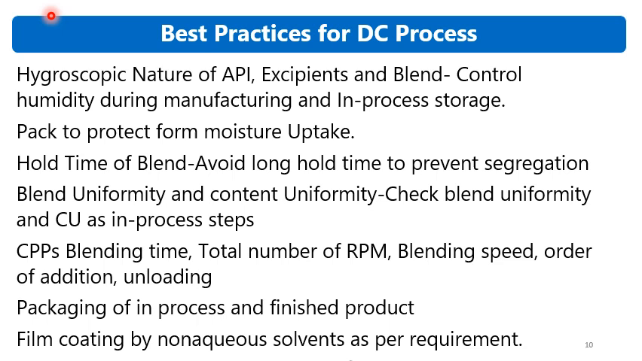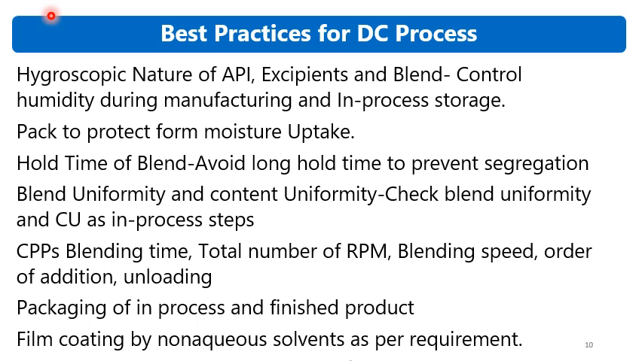Blend uniformity and content uniformity. We have to check blend uniformity and content uniformity as in-process steps. So blend uniformity is required to be controlled and checked as an in-process test for the blend, and content uniformity as an in-process stage for compressed tablets or capsule filling. That is driven through stratified samples.